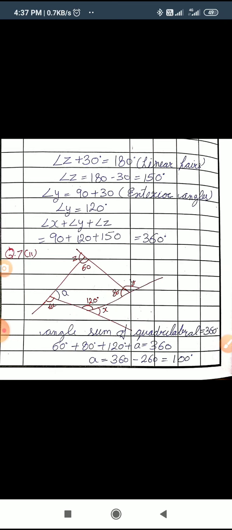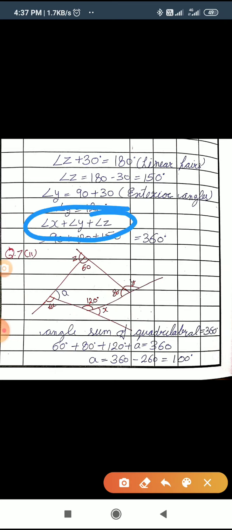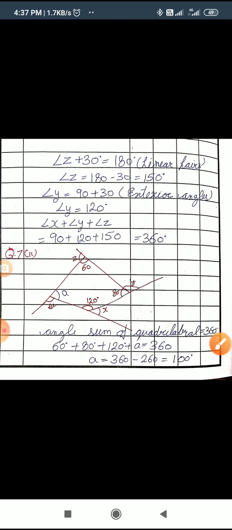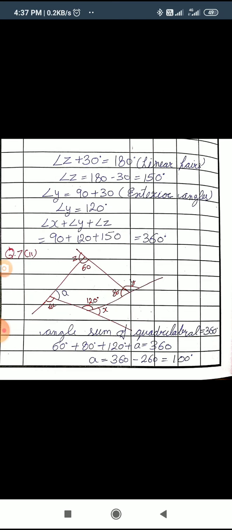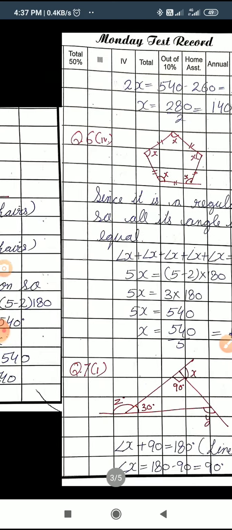But the question is to find the value of x plus y plus z. So I have added 90, 120 and 150, which gives the answer as 360 degrees. Hence, the sum of the exterior angles of a triangle is 360 degrees.